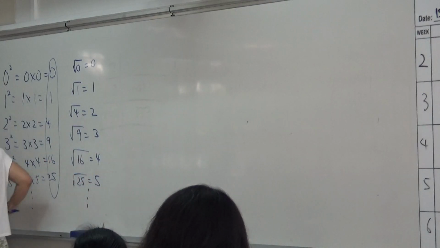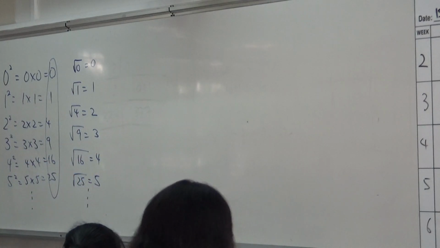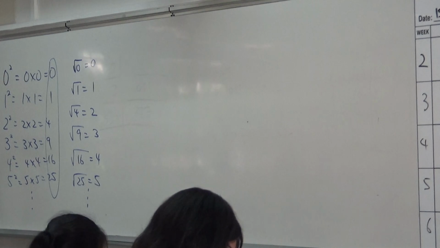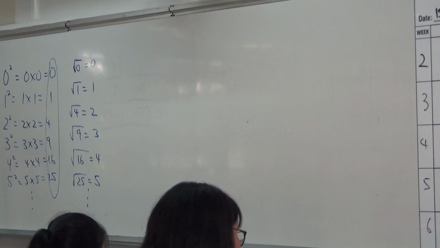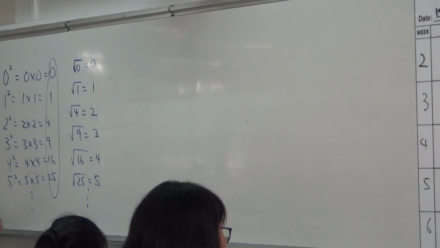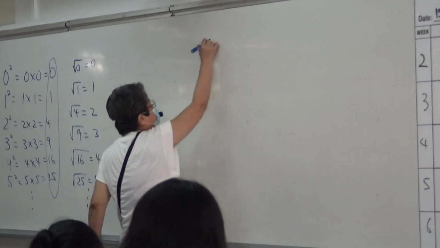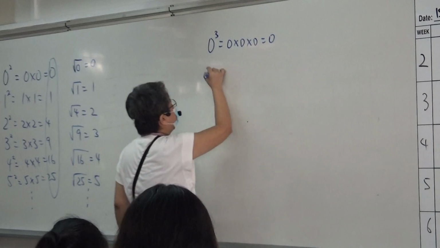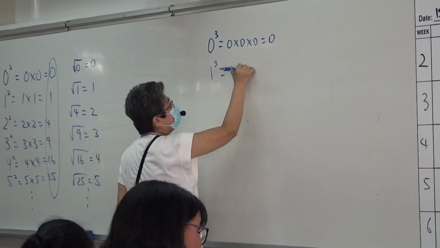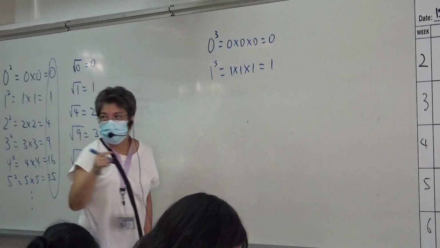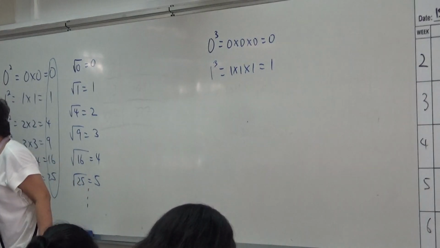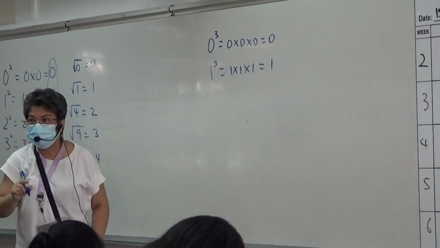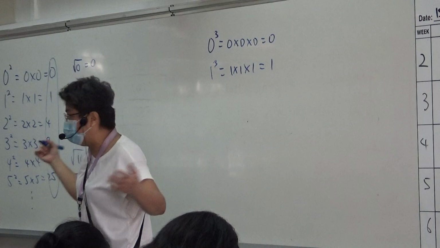Can we all turn to page 11? We are going to find out what are perfect cubes or cube numbers. What is 0 cubed? What's the meaning? 0 times 0 times 0. 1 cubed. 1 times 1 times 1 is still 1. Don't tell me 3. I'm very sad, because some people say 1 times 1 times 1 is 3.